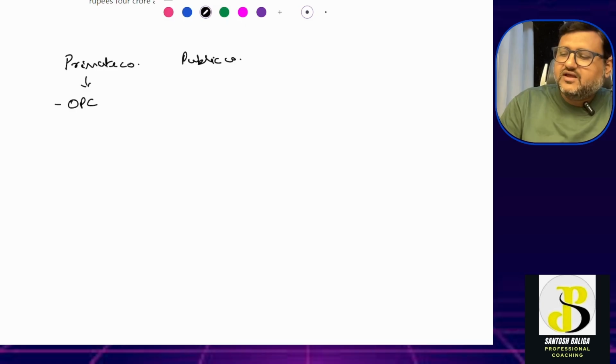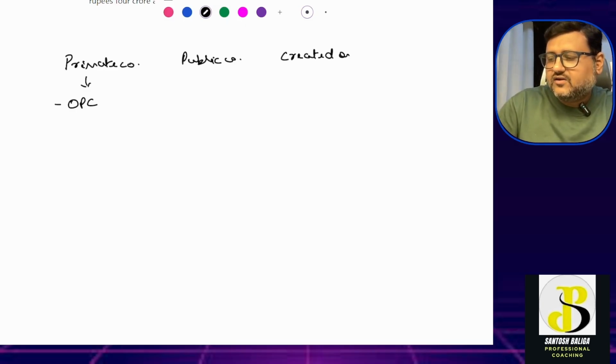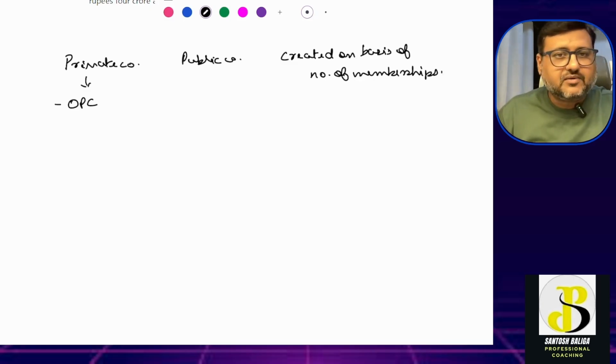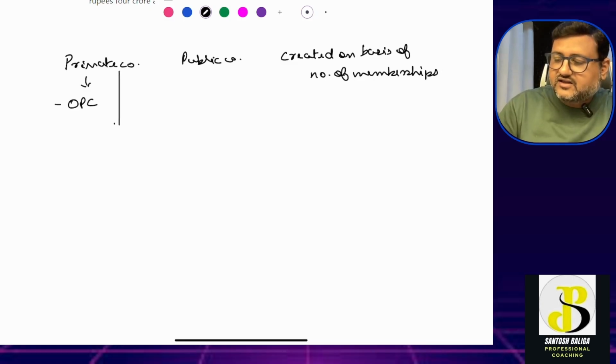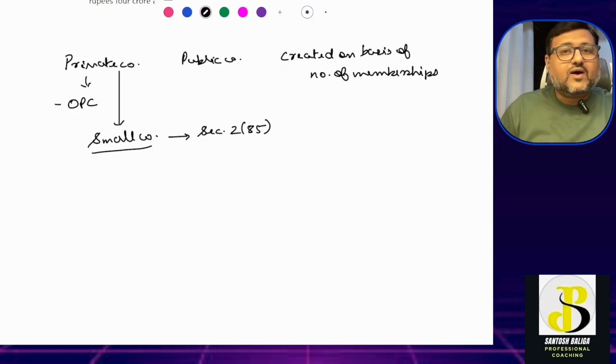So a private company, public company and OPC, these are three types of companies which have been created on the basis of number of memberships in the company. Within private company, there is yet another category which has been created, which is a small company concept. Okay, and this has been defined under section 2 subsection 85.